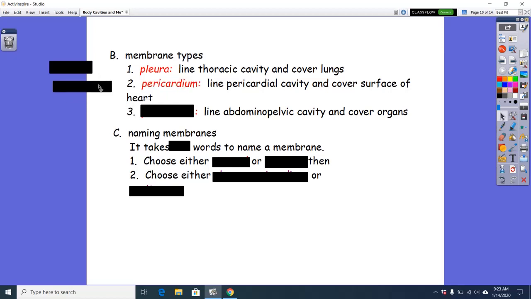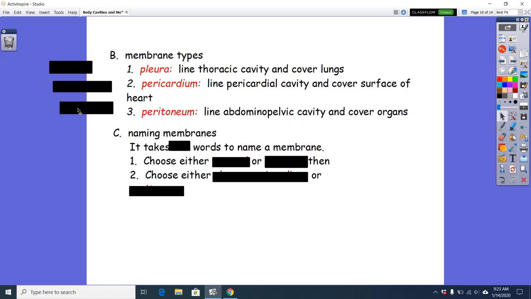Pericardium is the name for the membrane surrounding the heart. In any way, shape, or form, if it has something to do with the heart, it is the pericardium. Peri means around, card means heart. Peritoneum is anything to do with the abdominopelvic cavity.